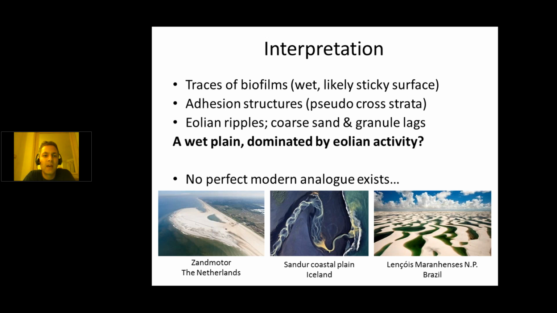And yet we do have a fair amount of aeolian ripples interbedded with them, and coarse sand and granule lags interbedded with them. So what we are looking at here is a wet plain which is dominated by aeolian activity, which seems a bit of a paradox. And it is indeed correct that there is no perfect modern analog that we can think of. So I've put a few examples below of coastal deposits in the Netherlands, of sandur deposits in Iceland, and of beautiful national parks that you could go to in Brazil. If you didn't have a reason to go there, you have one now.